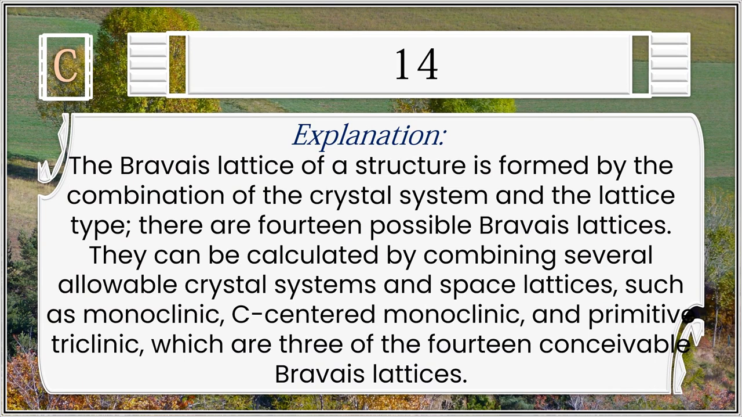The answer is 14. The Bravais lattice of a structure is formed by a combination of the crystal system and the lattice type. There are 14 possible Bravais lattices. They can be calculated by combining several allowable crystal systems and space lattices, such as monoclinic, C-centered monoclinic, and primitive triclinic, which are three of the 14 conceivable Bravais lattices.